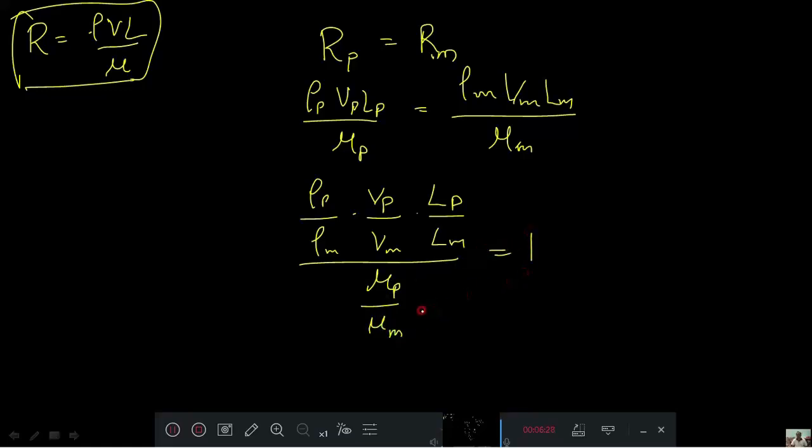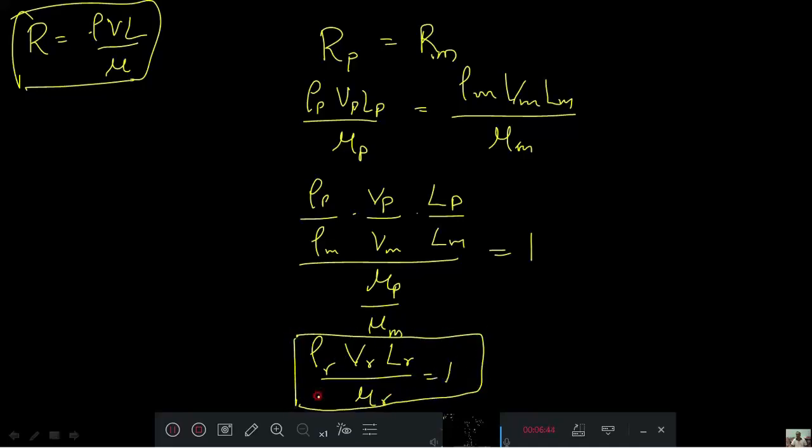That must be equal to 1. Then here you can see that rho p by rho m is the density ratio, velocity ratio, length ratio divided by viscosity ratio, and this is your 1. It should be 1. Understood? If you satisfy this, then you are applying the Reynolds model law, and your model will work out easily.